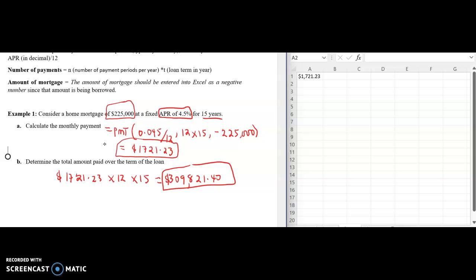And this amount right here includes what? Interest. Remember, you started with $225,000, and at the end of the loan term, or at the end of the 15 years, you are paying back $309,821.40. So if you do the math, if you take the difference between the two values, that will tell you how much interest you've paid on the loan.